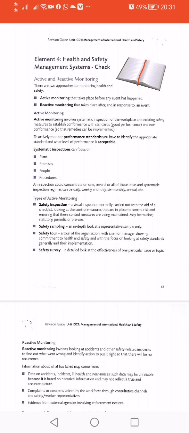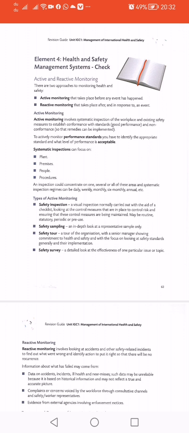First of all, there are two approaches to monitoring health and safety. We have active monitoring and we have reactive monitoring. Active monitoring takes place before an event has happened. So this simply means that in active monitoring you monitor something, or you do a test, or you try to know how this equipment is working. So you monitor it before.